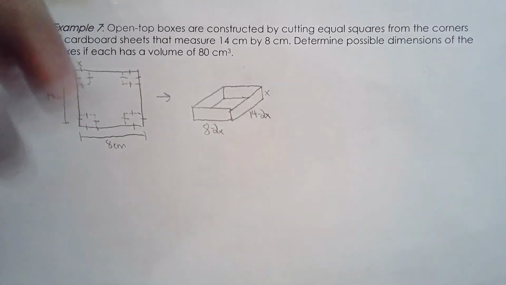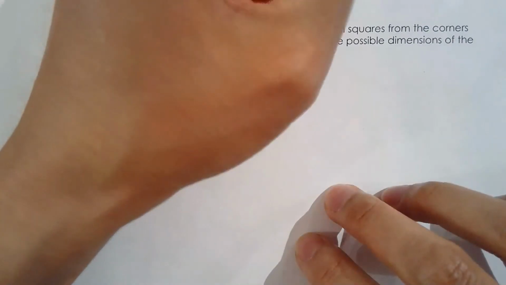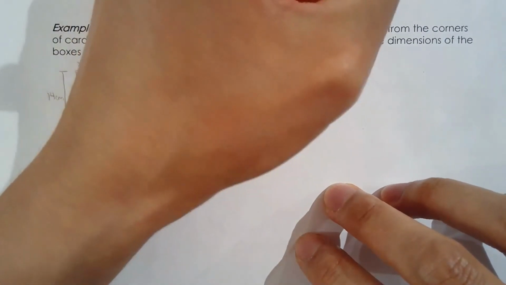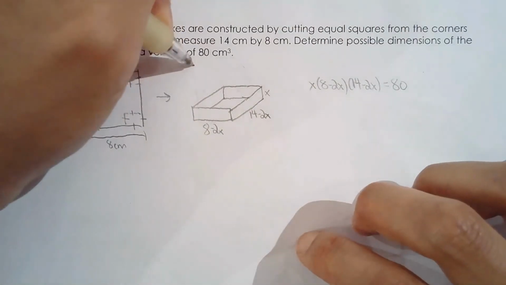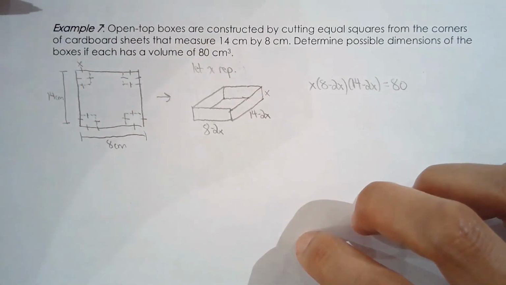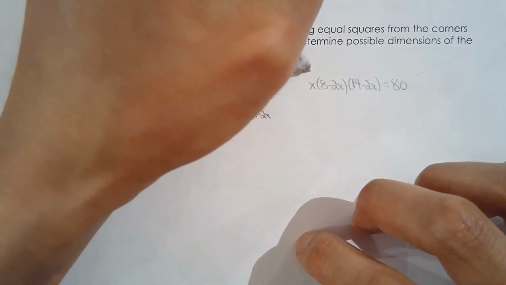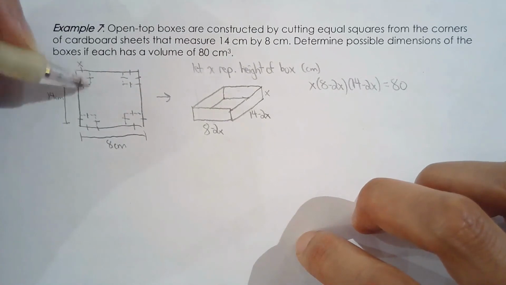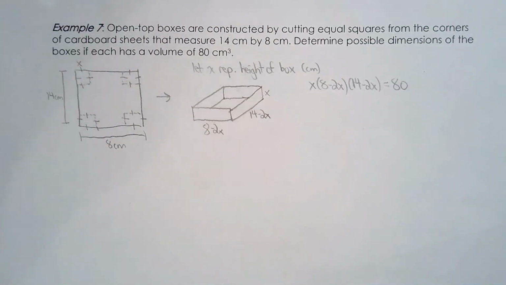All right, so that was actually the hardest part to the question. Now we know that the volume of this open top box is 80 cubic centimeters. So, bam. Oh, you could do a let statement too. Let x represent, let's say, the height of the box. Because you can say the dimension of the square that's being cut from the cardboard sheet as well. But you know what? I'll just say x represents the height of the box. That will do as well.